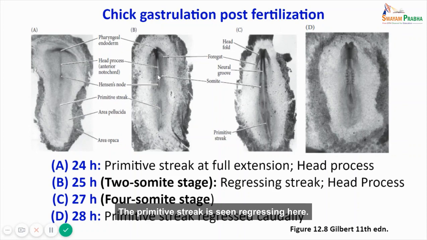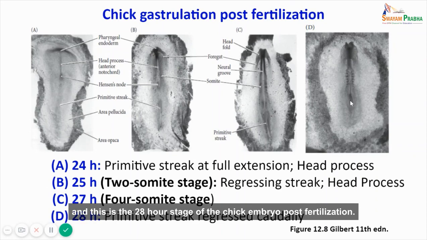The third diagram shows the four-somite stage, which is around 27 hours of the chick embryo development. Here also, the somites are being formed, and we can even count the four pairs of somites being formed on either side of the notochord while the primitive streak is regressing. The D diagram shows the primitive streak has regressed to the caudal portion of the embryo, and this is the 28-hour stage of the chick embryo post-fertilization.